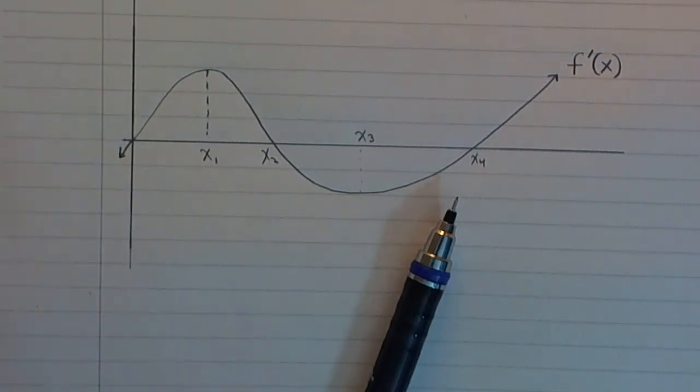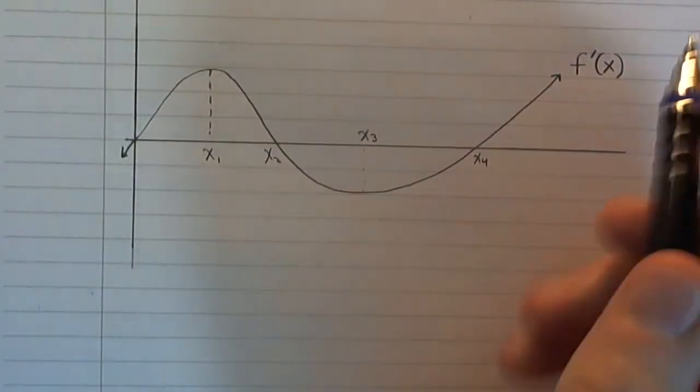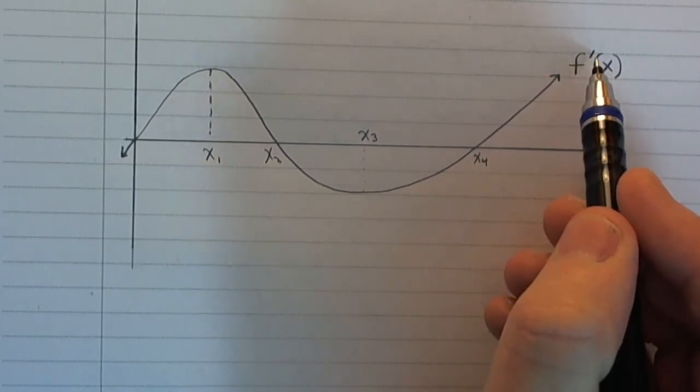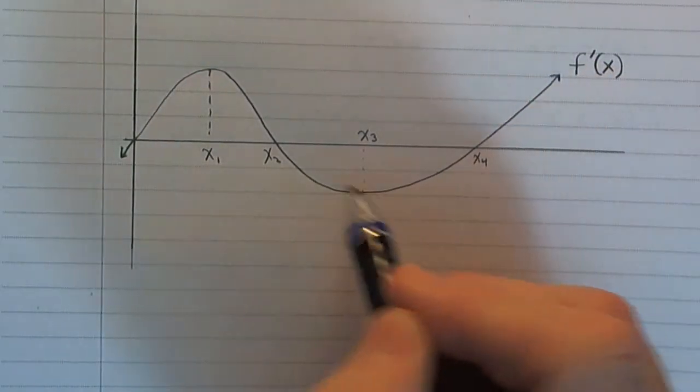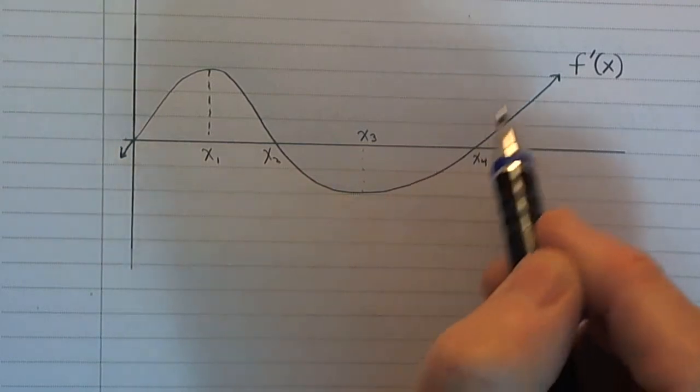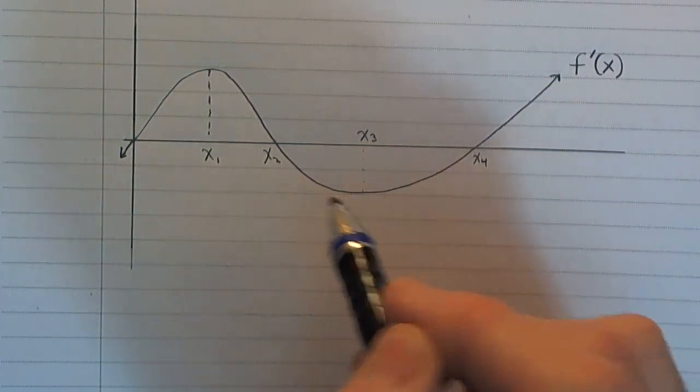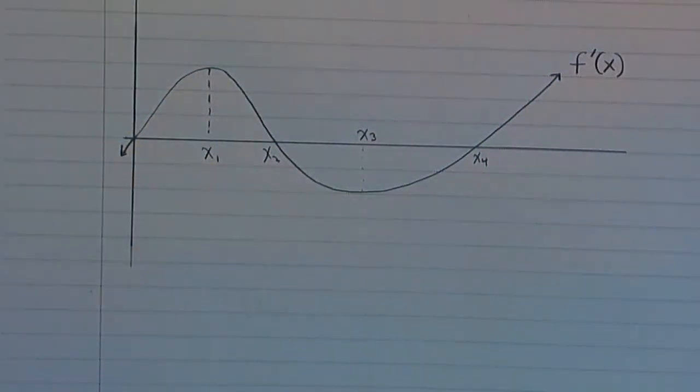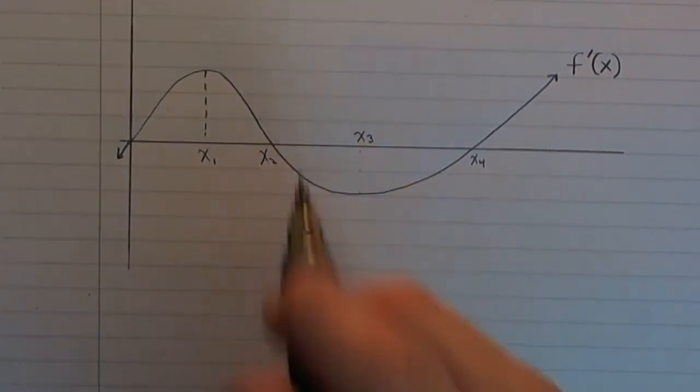Let's take a minute and dig into this graph. And notice it's the graph of f prime of x. So we're looking at the derivative here. Now, looking at the derivative, what can that tell us about the function f? And what can it tell us about f double prime? But let's look at this.